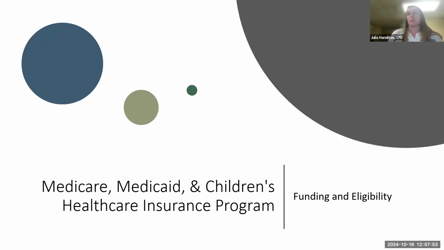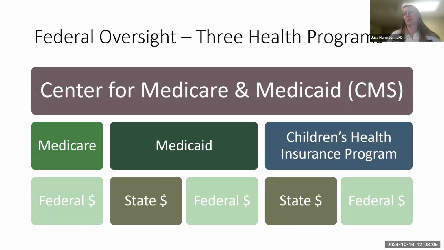Today we're going to be talking about Medicare, Medicaid, and the Children's Health Insurance Program, which are federal social insurance programs. So we're going to briefly touch on Medicare and then mostly look at Medicaid and CHIP, or the Children's Health Insurance Program. Like I mentioned, these are federal social insurance programs, and the oversight comes from the Centers for Medicare and Medicaid within CMS.